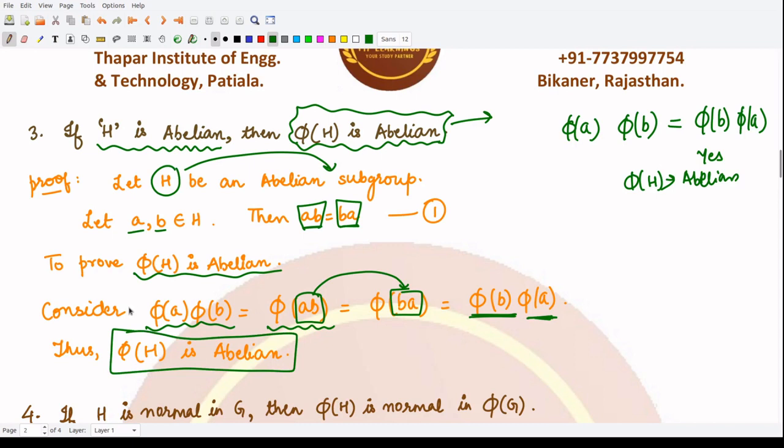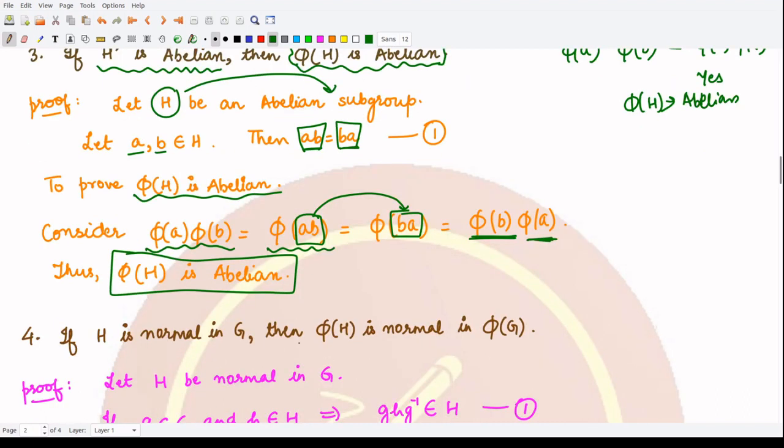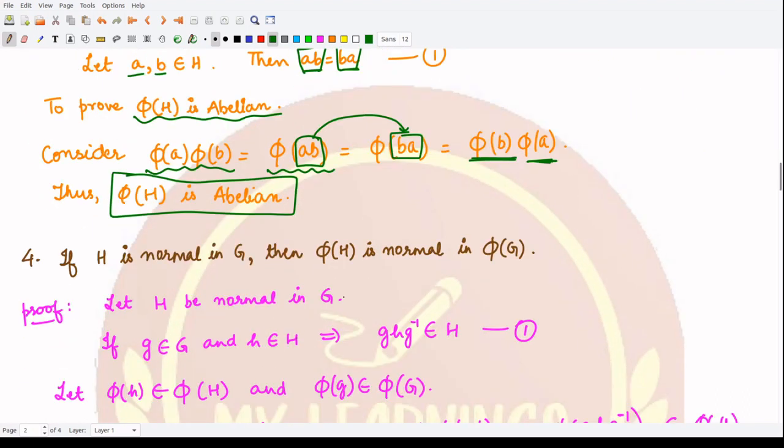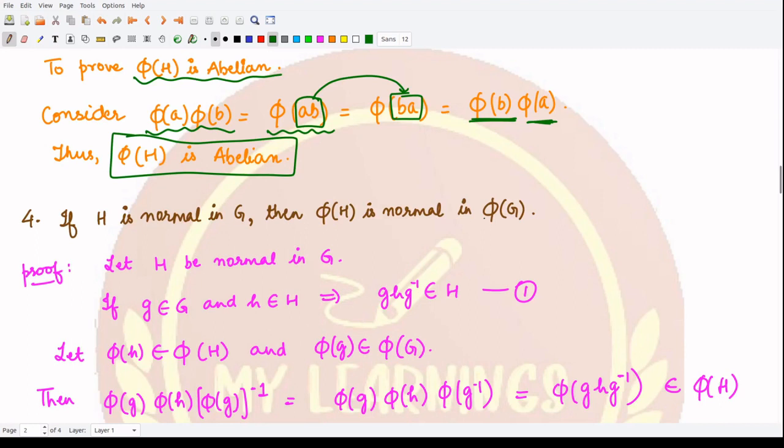Moving forward to the fourth property. The fourth property says if H is a normal subgroup in G, then phi of H is also normal in phi of G. We have some mapping phi from G to G bar. We are taking H to be some subgroup of G, and we are saying this H is a normal subgroup of G. Then the claim is that its image phi of H is also a normal subgroup of phi of G. We want to prove this.